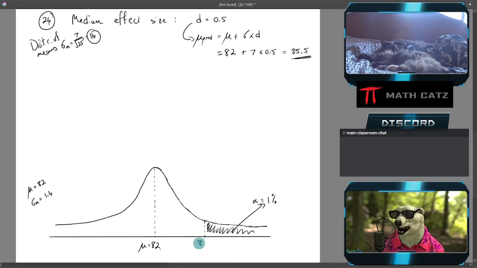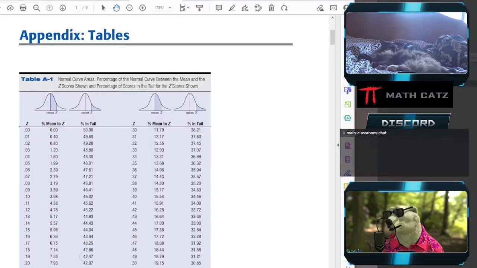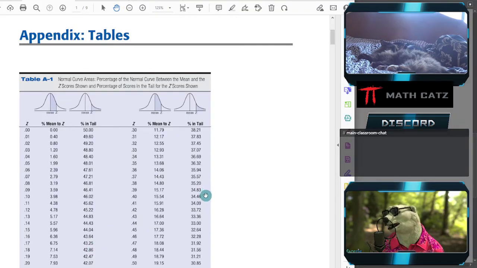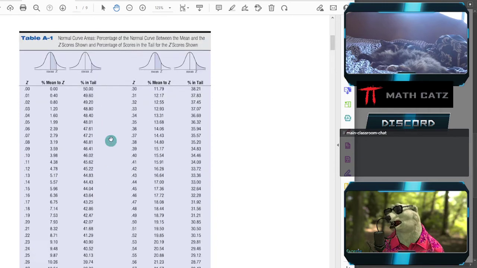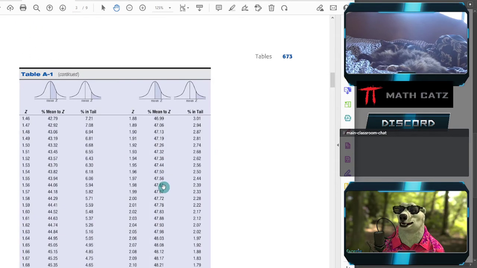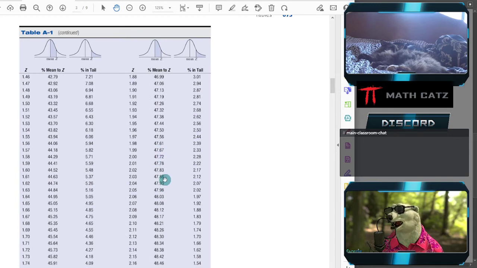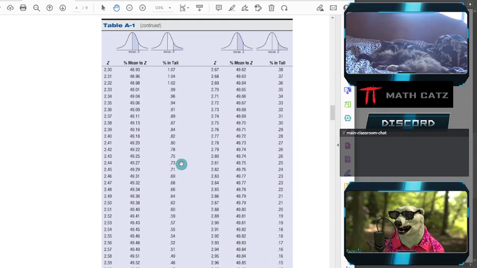So I want to know what is the z-score that corresponds to these regions, 1% in the tail. Well, we're doing this one by hand, so we're going to go to our statistical tables, and we're looking for the percentage in the tail of 1%. I don't have these memorized. I have to go look at them every time. I know it jumps back and forth a little bit. It's annoying. 1% in the tail.